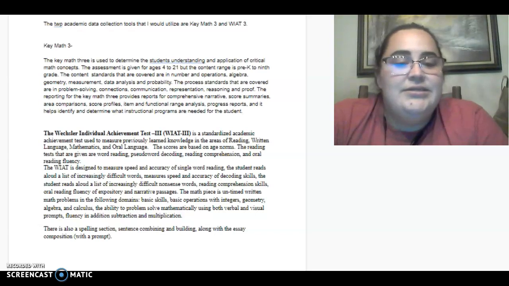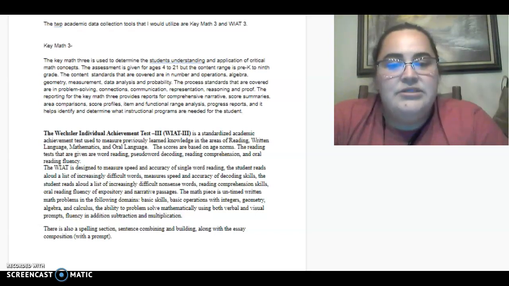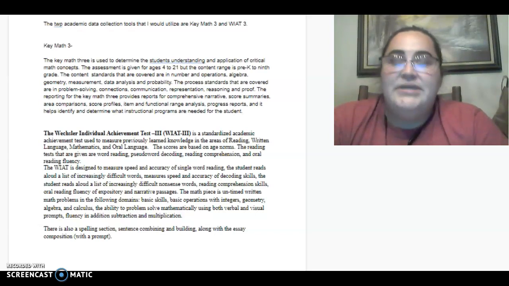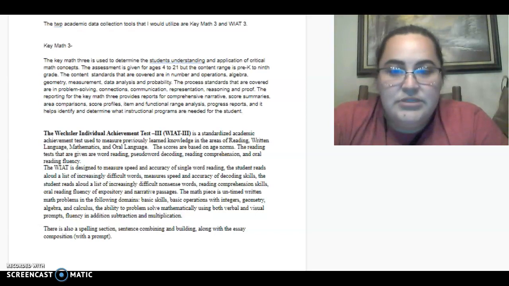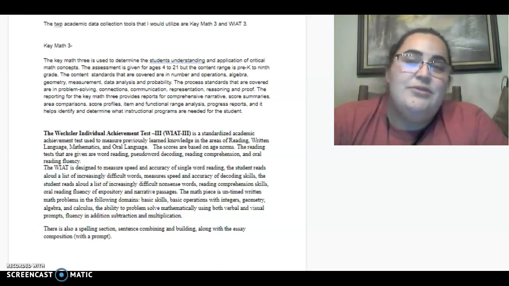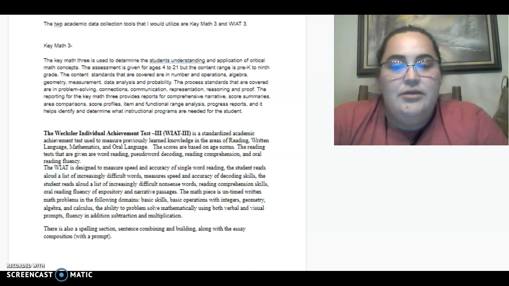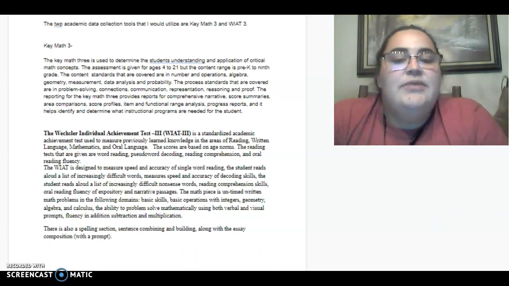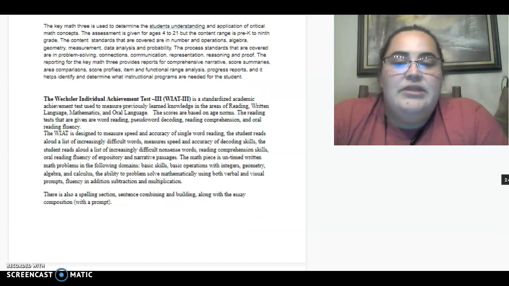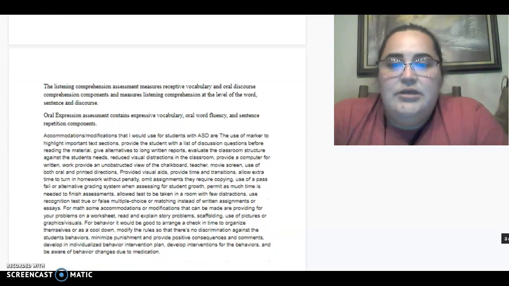Math piece is untimed written math problems in the following domains: basic skills, basic operations with integers, geometry, algebra, and calculus, the ability to problem solve mathematically using both verbal and visual prompts, fluency in addition and subtraction and multiplication. There's also the spelling section, sentence combining and building, along with the essay composition with a prompt.